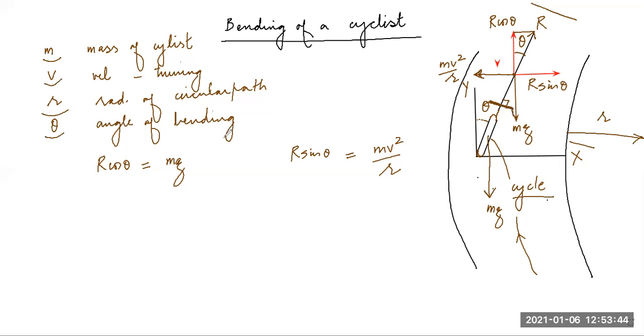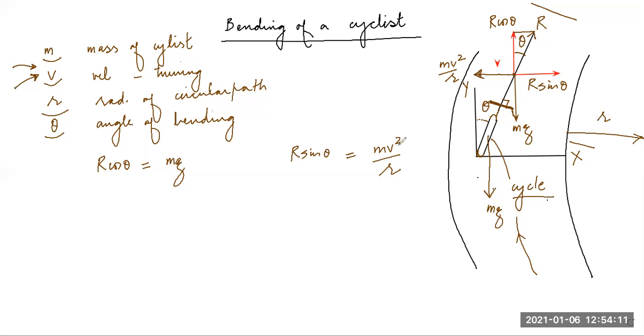Now we want to find out at what angle the cyclist should bend, right, so that with velocity v, he can easily take the turn. Interestingly, students, when theta is more, you will see the permissible velocity at which he can take a turn can be increased, right?